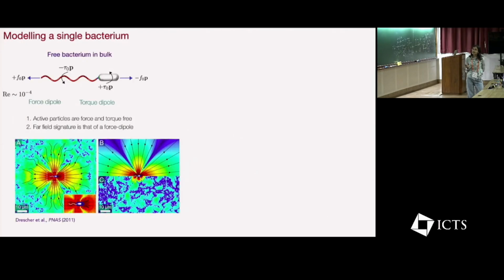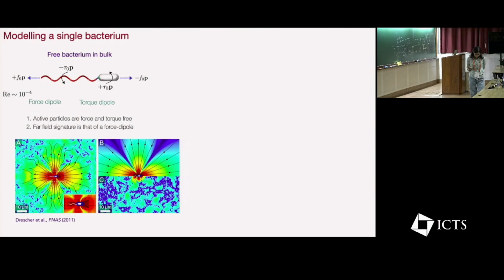First, consider a single bacterium. In the bulk, it is a force-free and torque-free particle, given that there is no external force or torque acting on it, and it propels by rotating its flagella, which pushes the surrounding fluid, and in response the body moves forward. So this swimming mechanism gives rise to a force dipole, and because its flagella is rotating in one direction, to conserve total angular momentum, the head has to rotate in the other direction. So this gives rise to a torque dipole. But the far field signature is that of a force dipole, and this has been verified in experiments also. So it is not only a theoretical prediction, but in experiments also it matches very well.